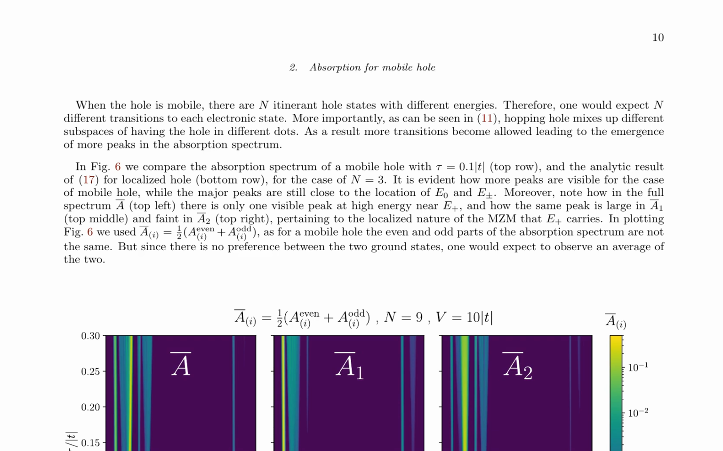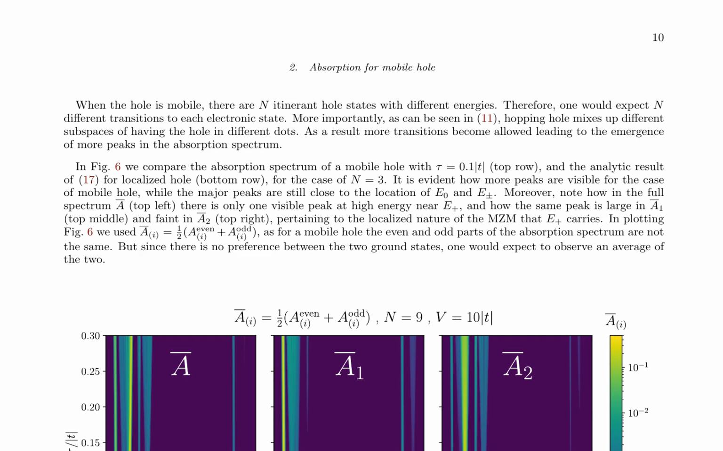The absorption spectrum of a quantum system with mobile holes exhibits a complex pattern due to the system's dynamics, leading to multiple transitions. This complexity is in contrast to localized holes, where the absorption spectrum is simpler. Comparing the absorption spectra of mobile and localized holes, additional peaks emerge in the former, as depicted in figures 6 and 7.